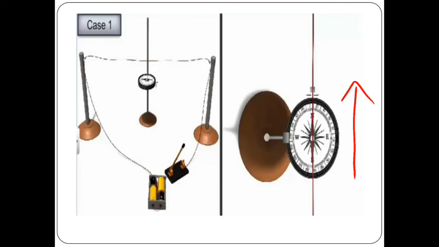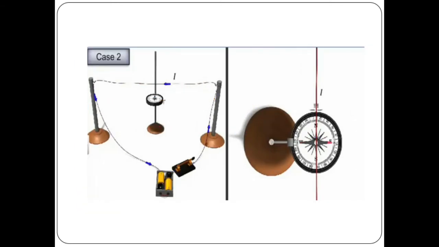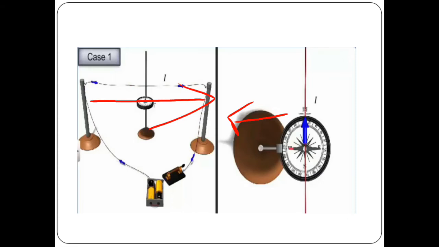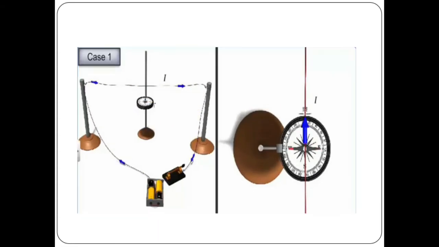This is the first case. In this case, if the current is passing through the south to north direction, now the magnetic needle will be deflected on the left side, that is the west direction. This is the first case. In the second case, the current is reversed, the current is passing through the opposite direction. In the first case, current is passing in this direction.